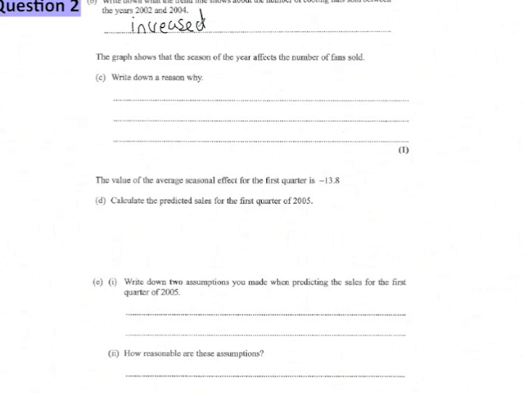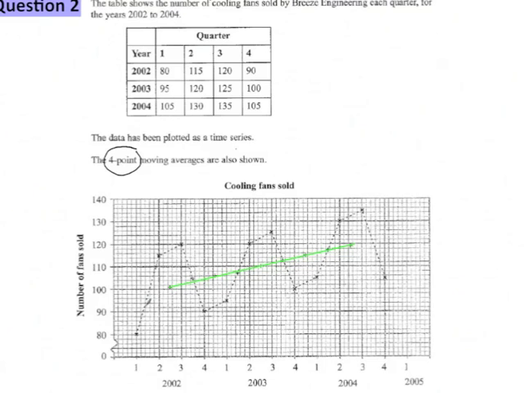We're then told that the graph shows the season of the year affects the number of fans sold, and we're asked to write down a reason why. Looking back here at our graph, we can see that they're going up, and at this point here, here, and here, during the third quarter, is the largest. 120 is the largest number for that year. 125, also the largest for this year. And then 2004, quarter 3, is also our largest.